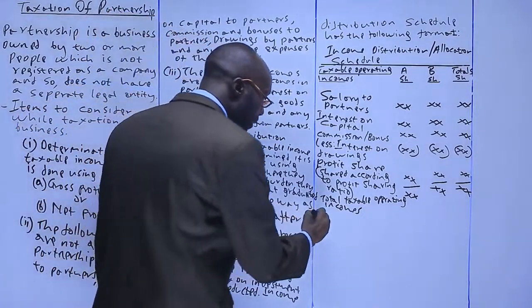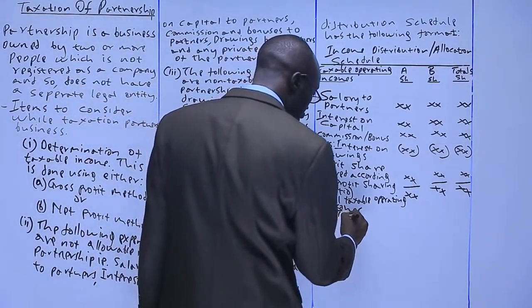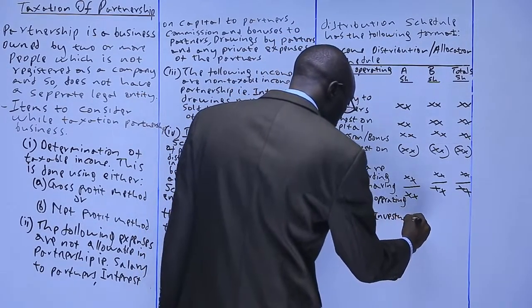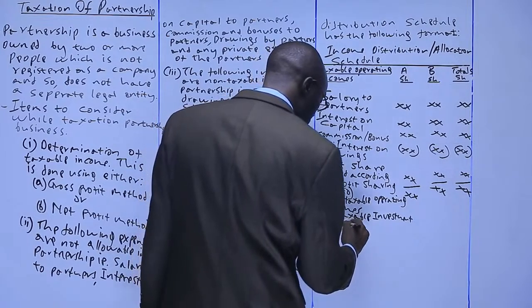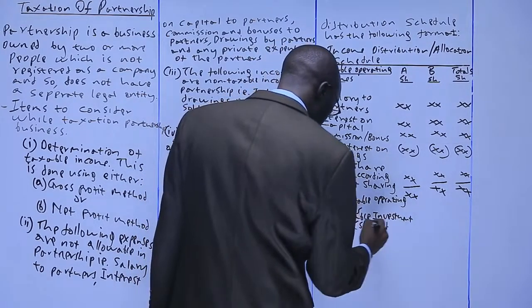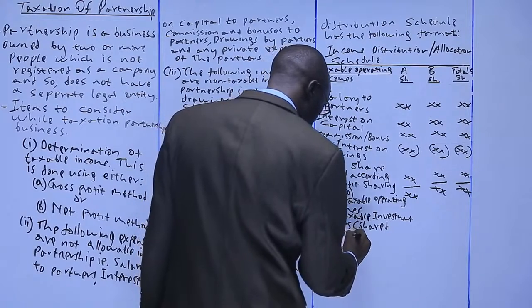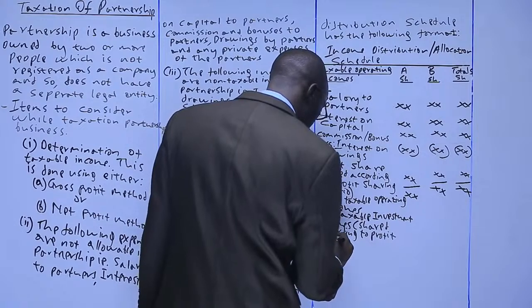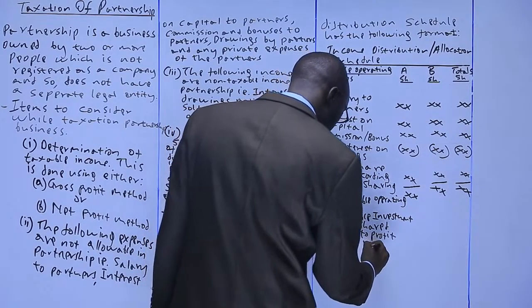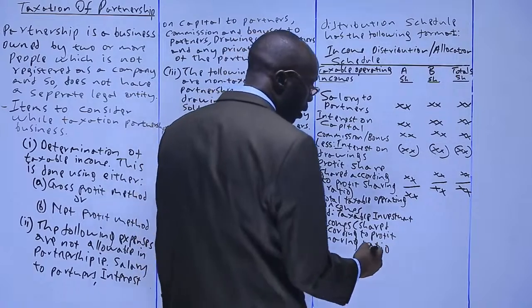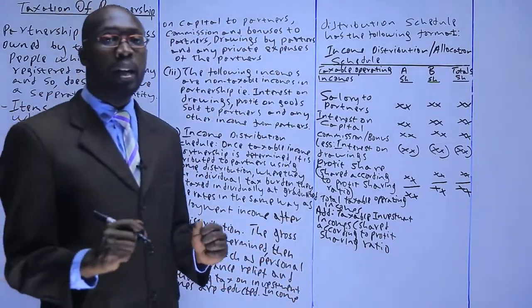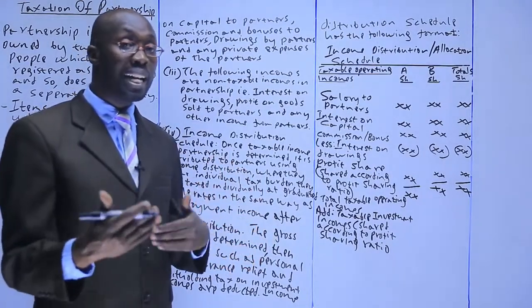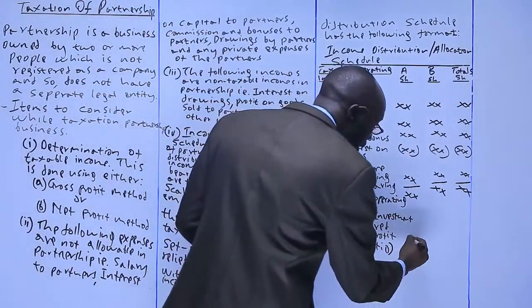Then you add taxable investment income. Taxable investment incomes shared according to profit sharing ratio. So if you have something like rent, non-qualifying dividend, non-qualifying interest, royalty, all those, remember, withholding tax is not final. You come and share here according to the profit sharing ratio.